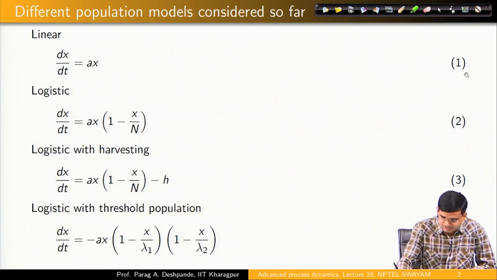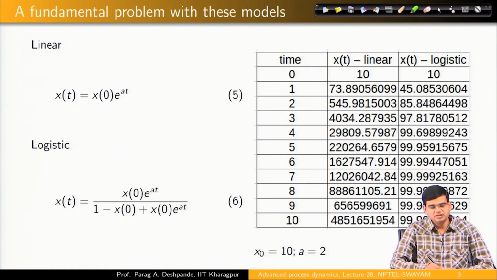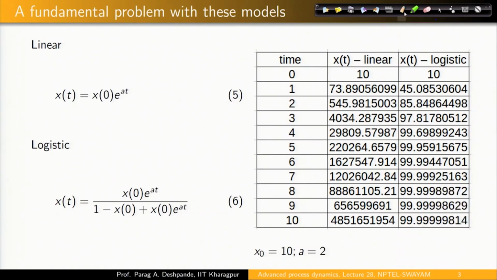So, I have this in front of me. For example, I take the linear model. The solution of the linear model was given as x of t is equal to x 0 e to the power a t. So, x 0 is the initial population, a is the growth factor. Logistic growth, I had x of t is equal to x 0 e to the power a t divided by 1 minus x 0 plus x 0 e to the power a t.